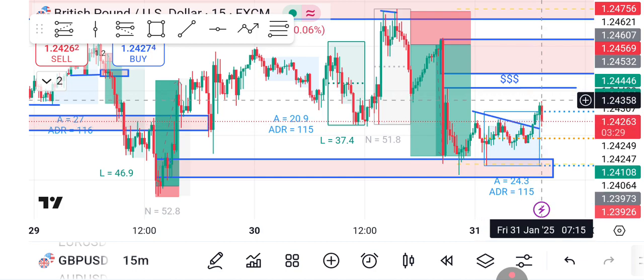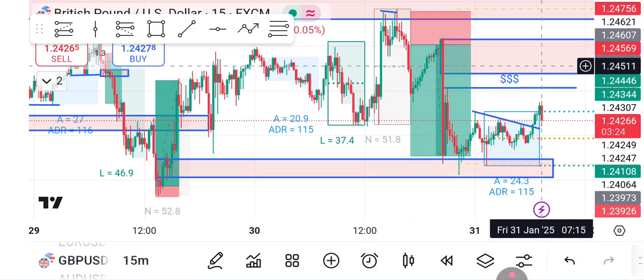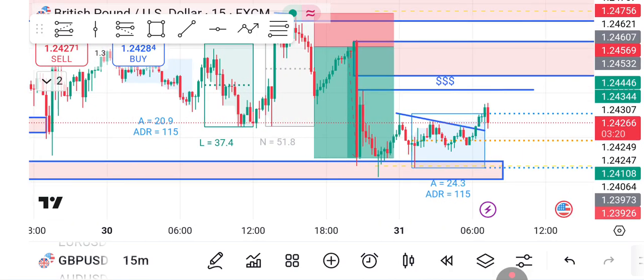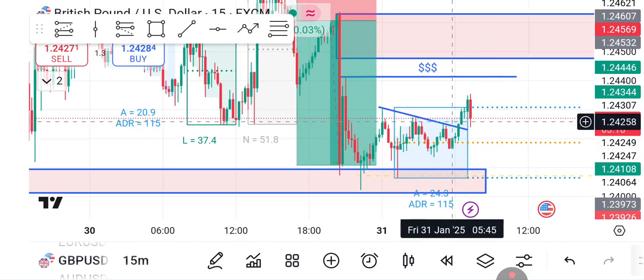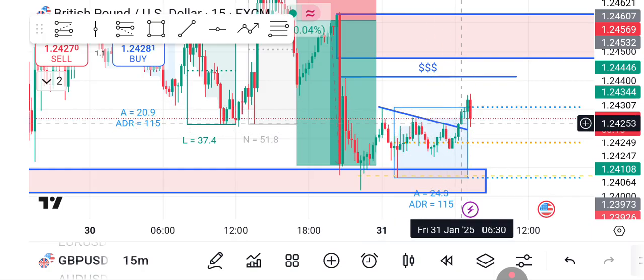Right now, this is happening live. This is just the complex pullback to take out this liquidity, come into the supply, and we sell off. That's exactly what I'm seeing. And I'm also seeing that price is shaking the early sellers right now.